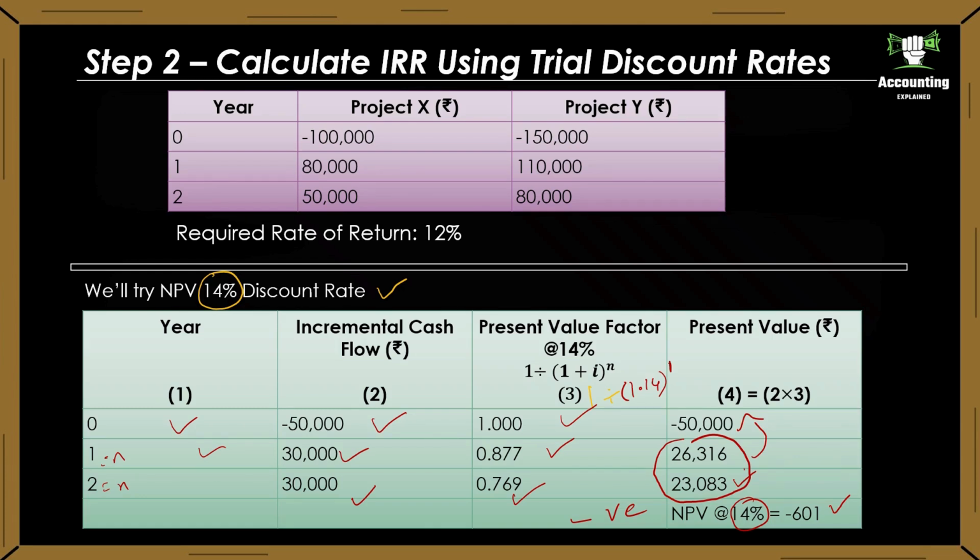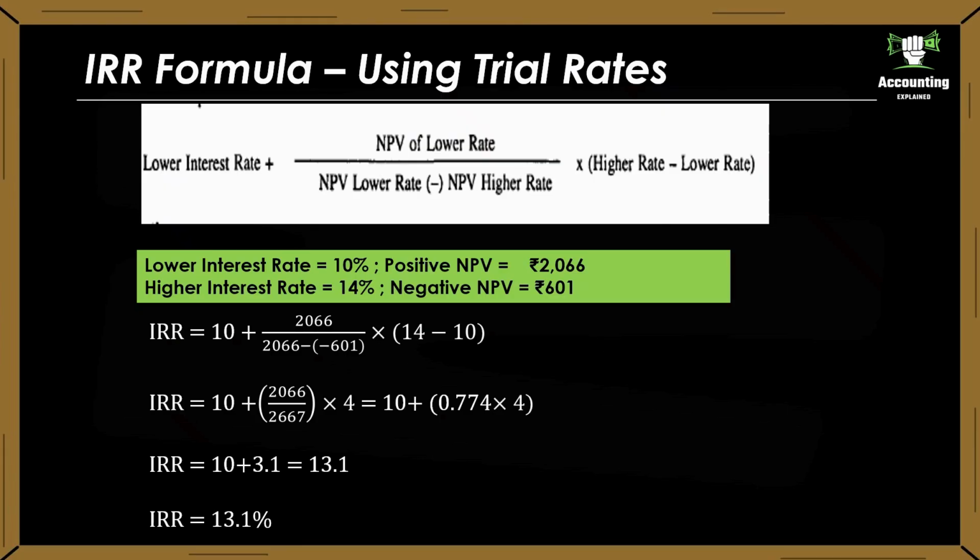Come on students. Now we have all the values here. Just incorporate these values in the formula. First, lower interest rate is 10%. NPV of lower rate is 2066 and NPV of higher rate is minus 601. So minus of minus 601 becomes 2066 plus 601. The whole thing multiplied by 14 minus 10, that is higher rate minus lower rate. Now IRR is equal to 10 plus, when you add 2066 plus 601, it becomes 2667 as the numerator and the denominator is 2066. 14 minus 10 is 4. I'll put a bracket here into 4.